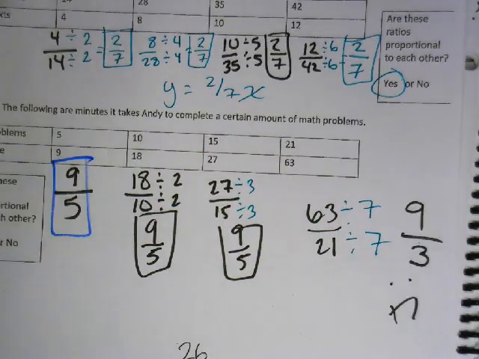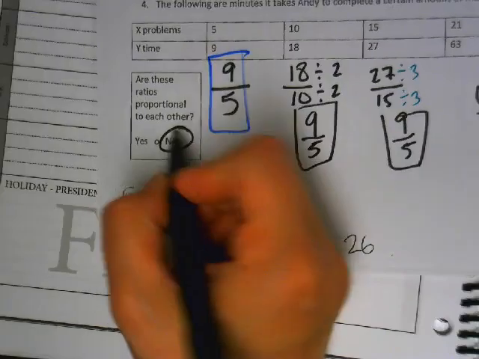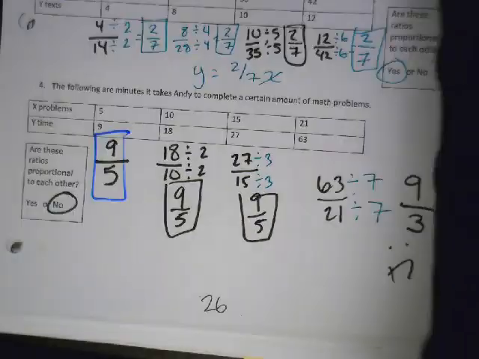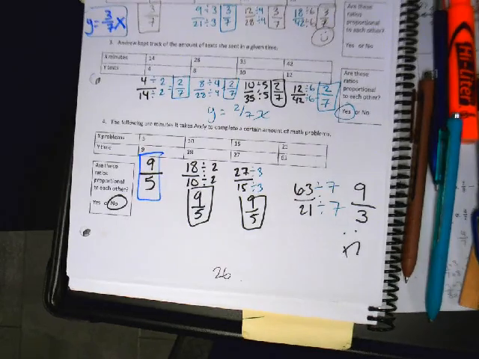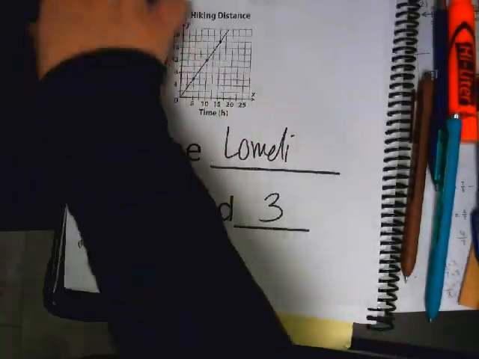Sadness. Is there an equation? No. Is there a unit rate? No. You're done. But you're not done. Your job is to do page 27.